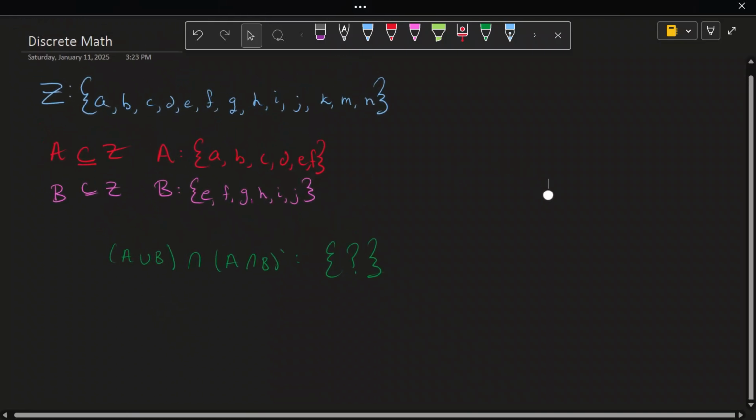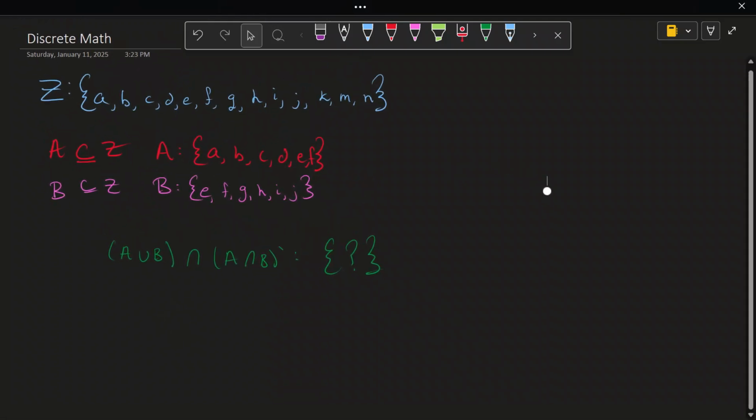Today we're going to be going over some discrete math problems. In this one, we're dealing with a problem which gives us this large set Z: A, B, C, D, E, F, G, H, I, J, K, M, N. It has these elements inside of it. It also says that A is a subset of Z such that A is A, B, C, D, E, F, and B is a subset of Z: E, F, G, H, I, J.